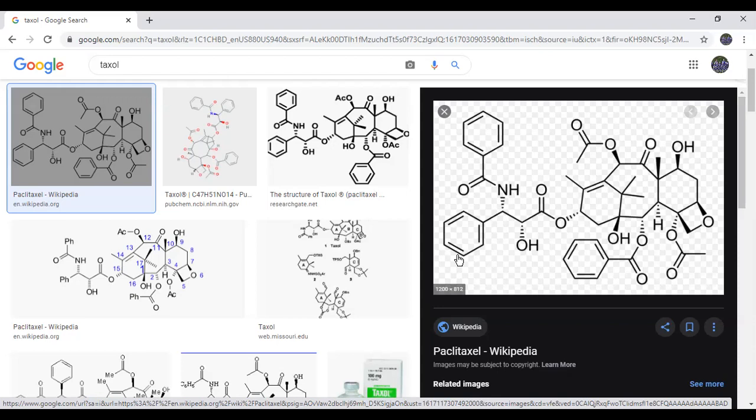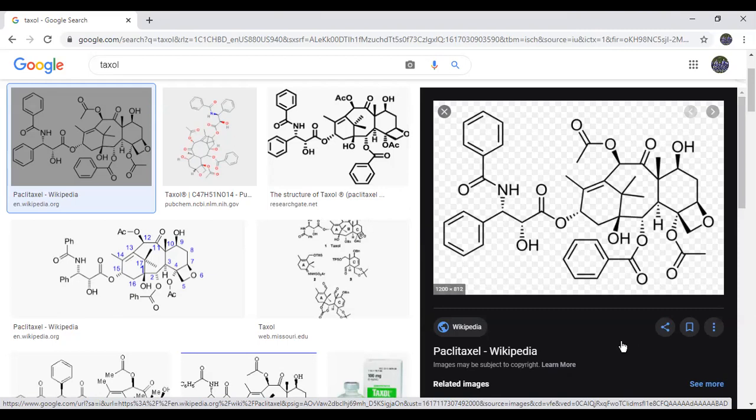And so in the late 80s, early 90s, there were two groups competing to make this thing. One group was K.C. Nicolaou's group, and the other was a researcher down at Florida State, Robert Holton, who ended up selling his synthetic pathway to, if I'm not mistaken, Bristol Myers. He licensed it to them.